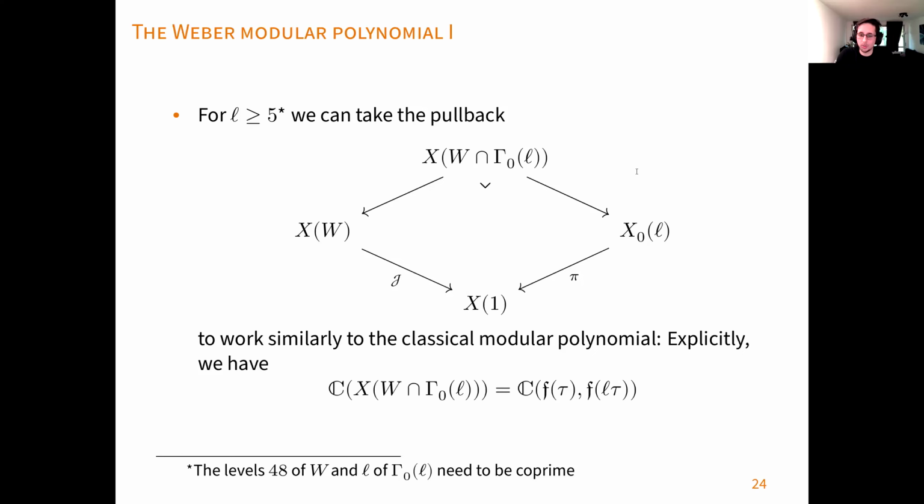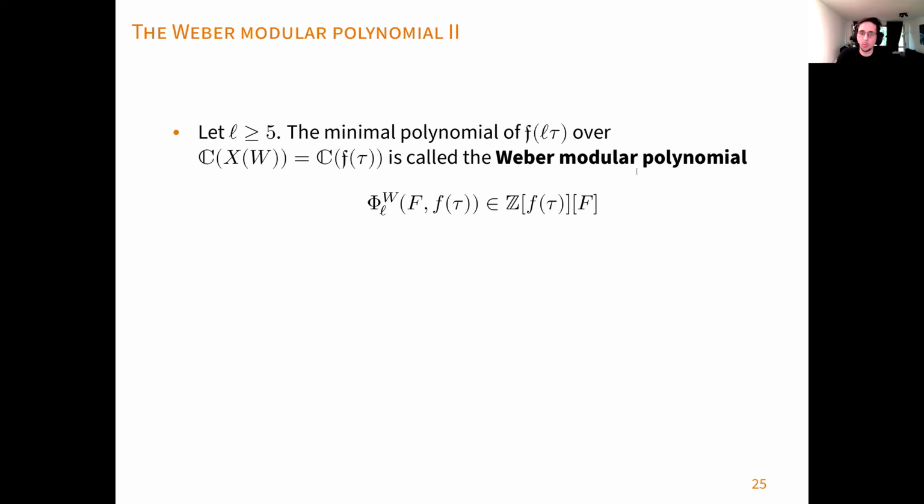And then we again have these two functions. So we can again just define a minimal polynomial. So we take this second function f_L tau and look at its minimal polynomial over the function field generated by f tau. And this is then the so-called Weber modular polynomial. And again, by luck, or there is some reason behind this, of course, but again, essentially for the same reason as the classical modular polynomial, this again turns out to have integer coefficients.